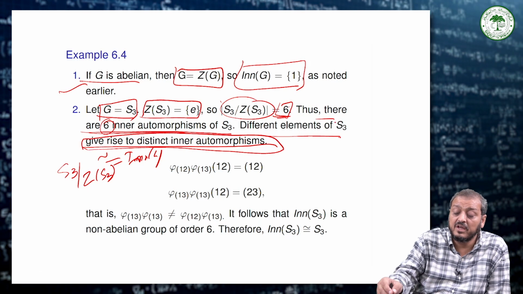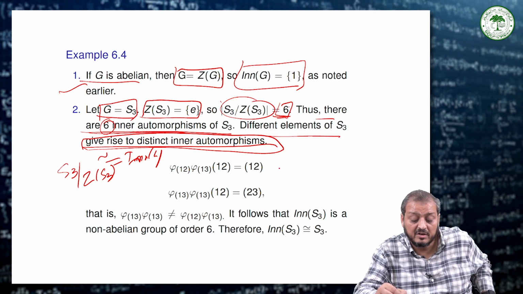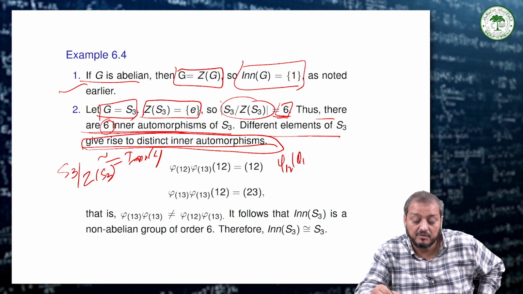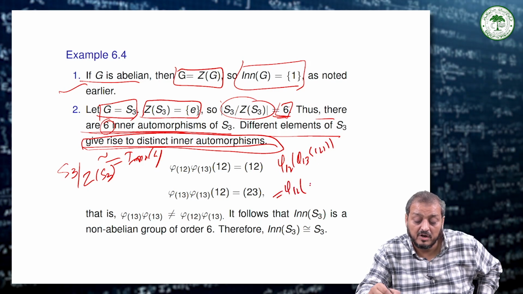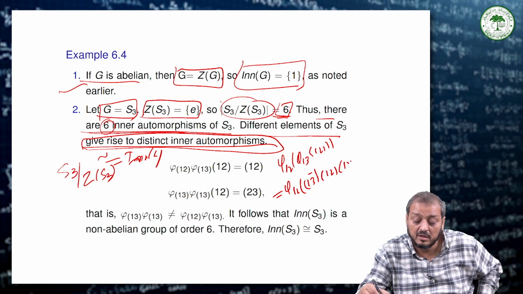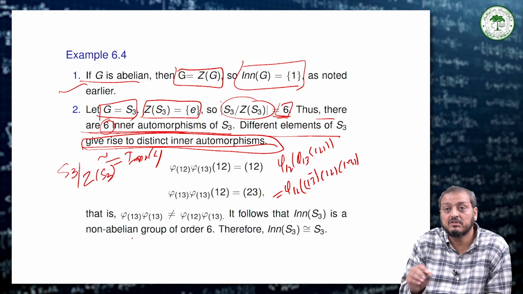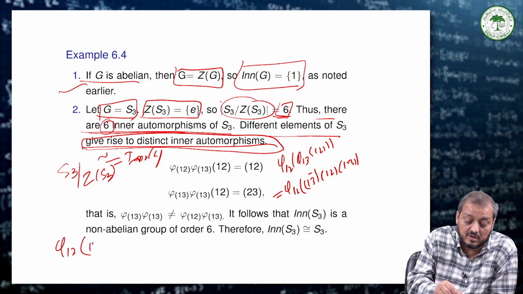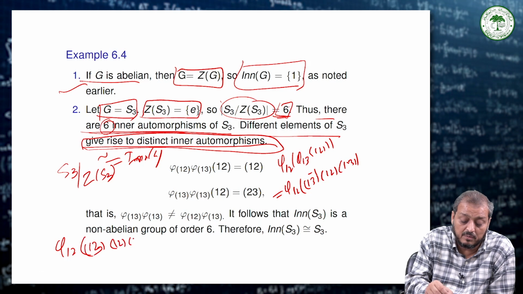For example, we show this clearly: phi of (1 2), phi of (1 3) over (1 2), and then we can write this as phi of (1 3) over (1 2), which is (1 3) inverse, then (1 2), and then (1 3). Now calculating, (1 3) inverse is also (1 3), so phi of (1 2) is (1 3), then (1 2), and then (1 3).